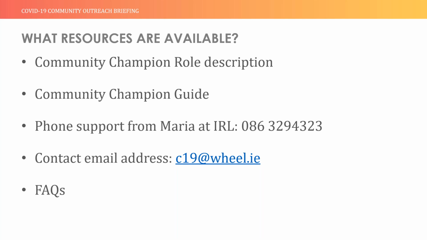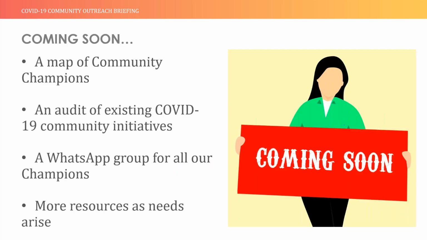Okay, so the next thing is coming soon. As I said, this is evolving, so these are our next immediate steps. We will have a map of community champions on the webpage. That will allow you to link in with each other if that would be helpful for you, and it also allows people to find their local community champion if they need to. There'll also be an audit of existing COVID-19 community initiatives. This is something you will be doing yourselves as part of the local outreach plan, mapping what's already happening in your area.